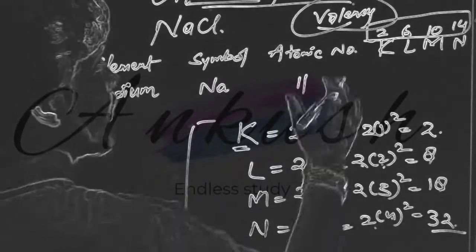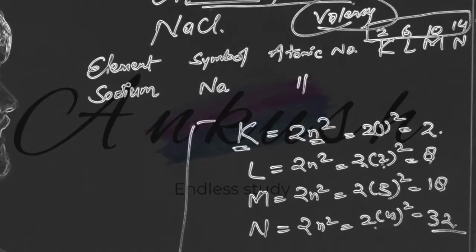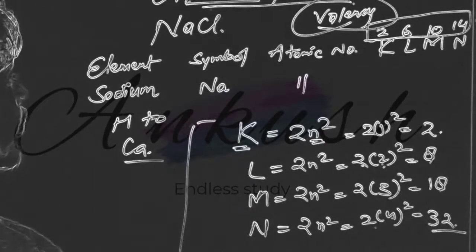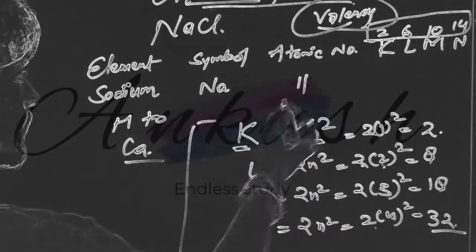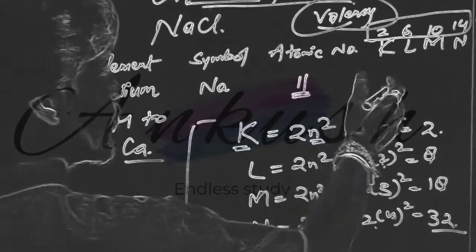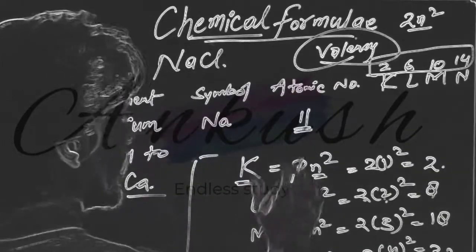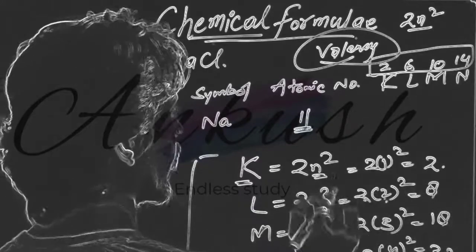So like this you will go on filling the electrons, and we have learned from 1 to 20, that is hydrogen to calcium. Okay, now we work on KLMN, that is the electronic configuration. The number of electrons here is 11, and you have to fill them in these orbitals.